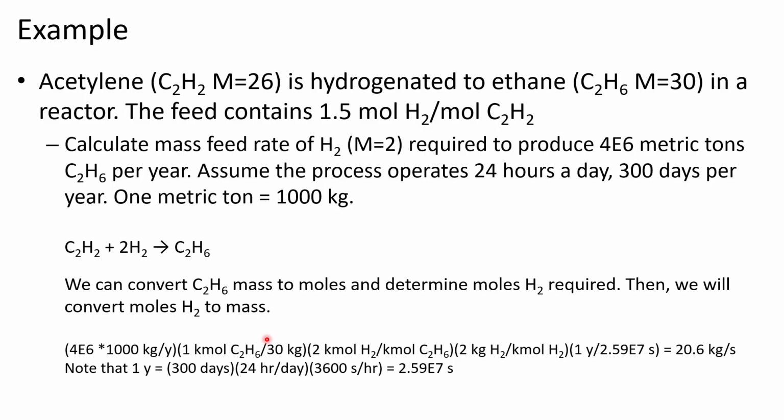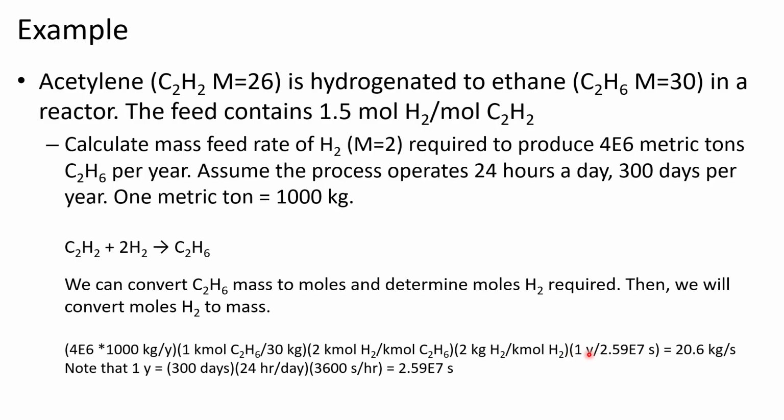To convert to the moles of hydrogen that are required, we multiply by the ratio of the stoichiometric coefficient for hydrogen to the stoichiometric coefficient for ethane. The stoichiometric coefficient for hydrogen is 2. The stoichiometric coefficient for ethane is 1. This product of the first 3 terms then gives us the molar flow rate of hydrogen that's required. To convert the molar flow rate to a mass flow rate, we multiply by the molecular weight of hydrogen. We know there's 2 kilograms of hydrogen per kmol of hydrogen from knowing that molecular weight.